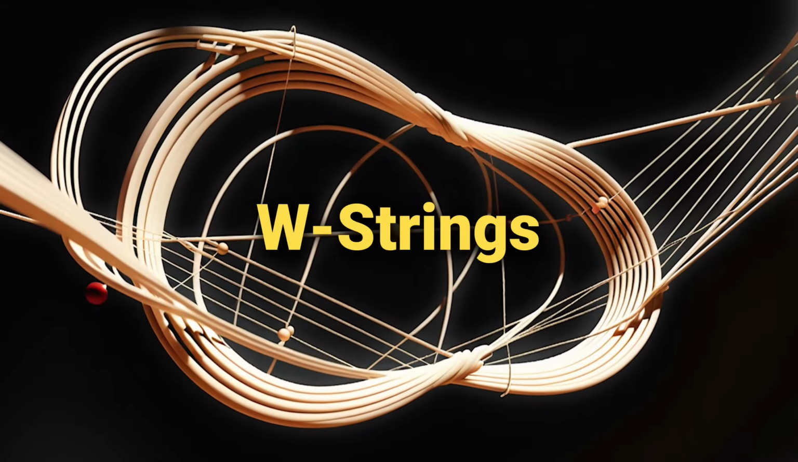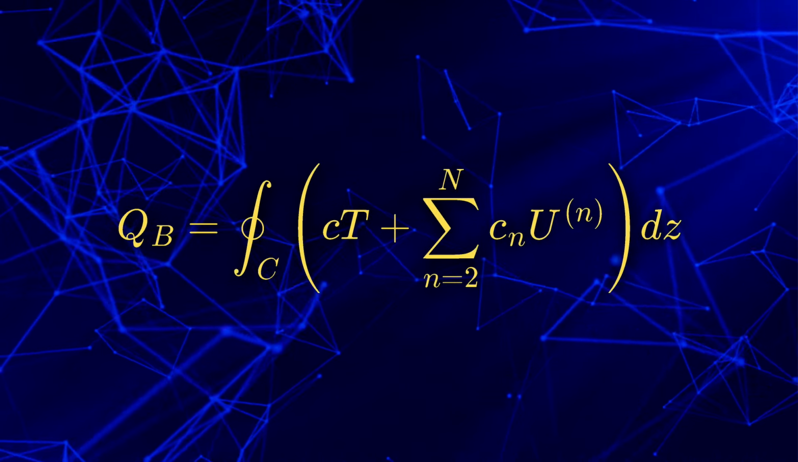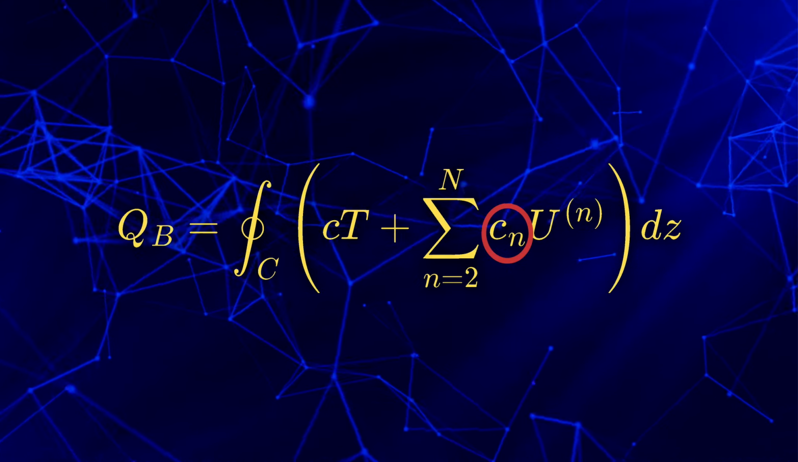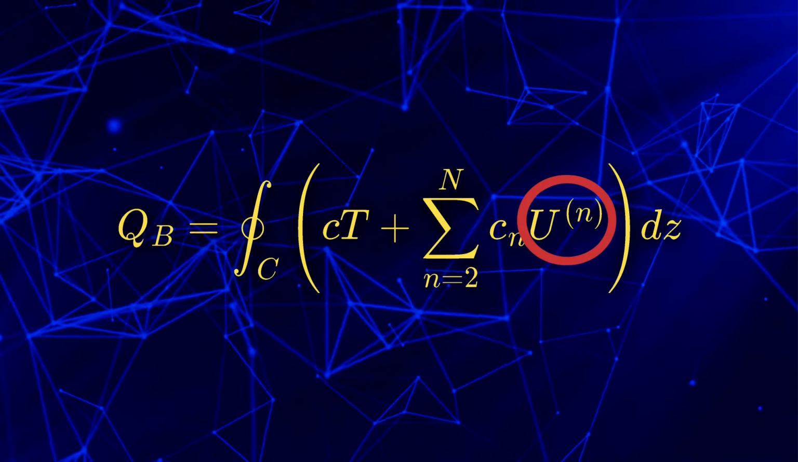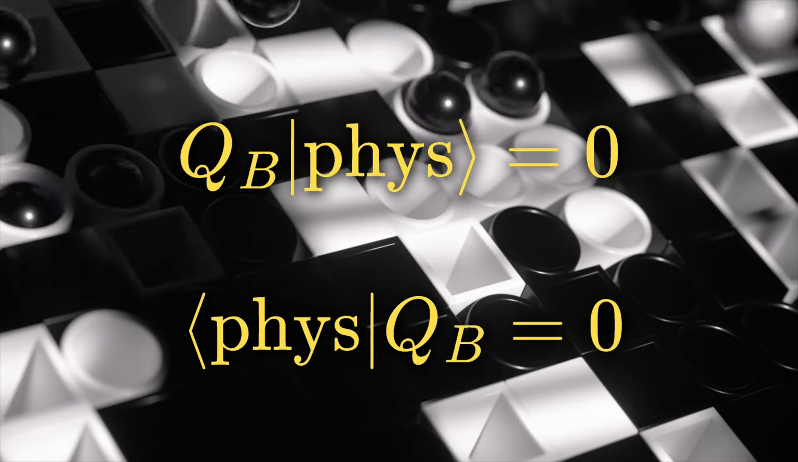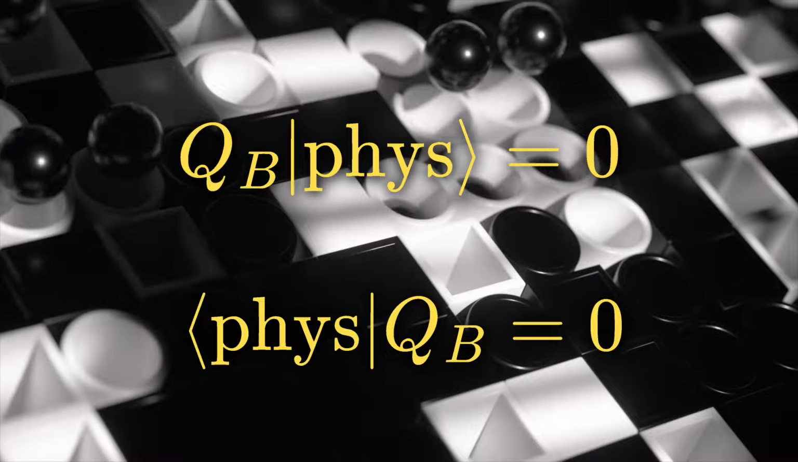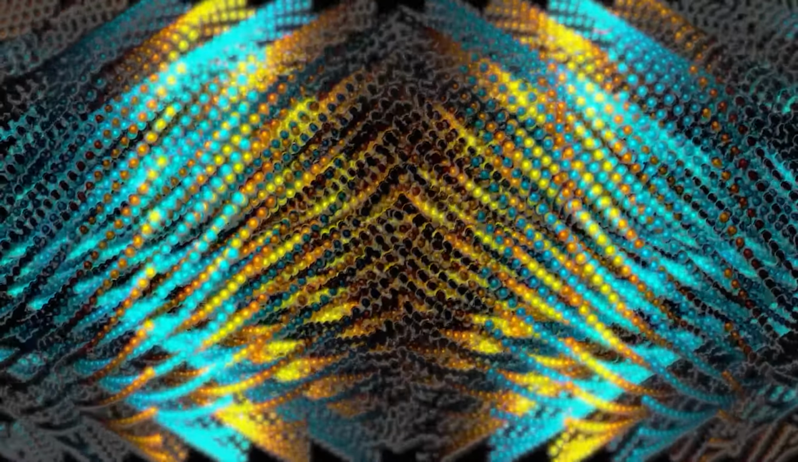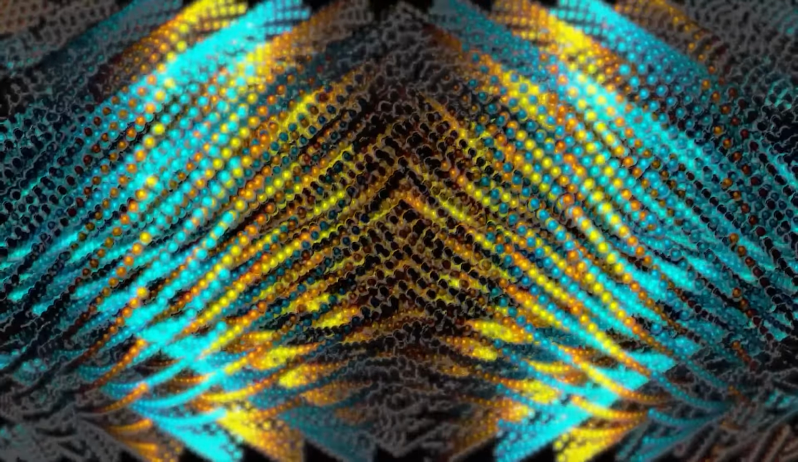W strings. W-algebras extend the Virasoro algebra by incorporating higher spin currents. To account for these currents, the BRST charge has to be modified, where T is the stress-energy tensor and Cn are the ghost fields. Un are the higher spin currents, and the contour integration is over some curve C. As usual, physical states are required to satisfy the BRST condition. W strings are a different type of string, coming from W-algebras, but they have issues. Some of them being that they have negative norm states and problems with unitarity.